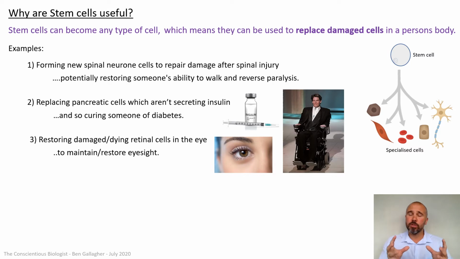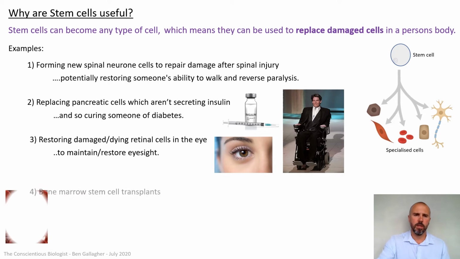You could restore damaged or dying retinal cells in the eye. It's the retina at the back of your eyeball that picks up the light that allows you to see. Now, there's various conditions where those cells start to die and degenerate. If you could put stem cells in that could then turn into those retinal cells, you could restore someone's eyesight, or at least maintain it and stop it from getting any worse.